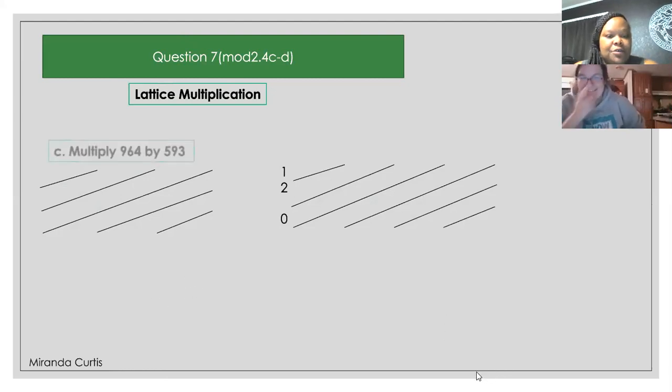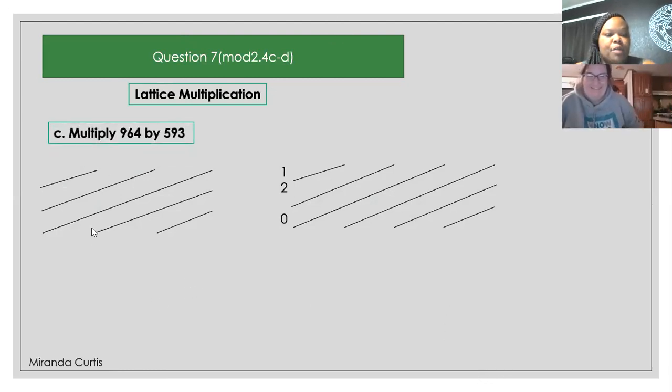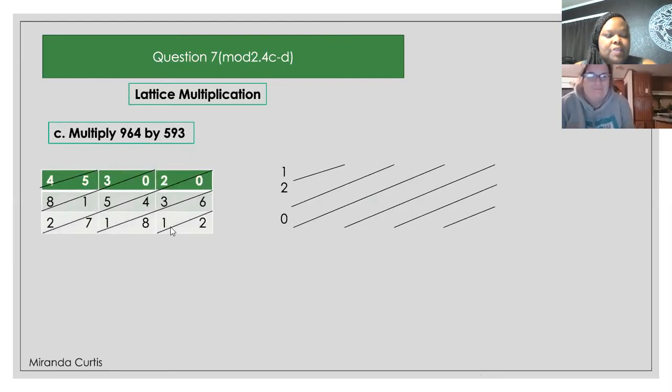All right, so we're going to do 964 by 593. As you can see on our table here, 964 is going to go up top and 593 is going to go on the side. So we're going to do 3 times 4 will give us 12. 3 times 6 is going to give us 18. 3 times 9 is going to give us 27. Sorry, I started at the bottom, but hey, 9 times 4 gives us 36.